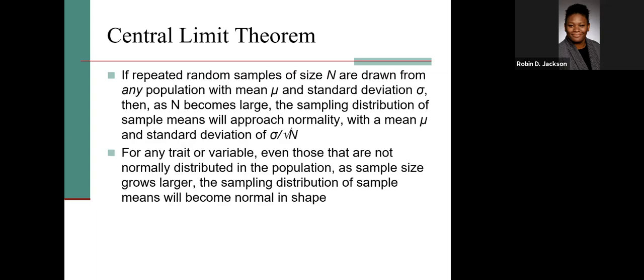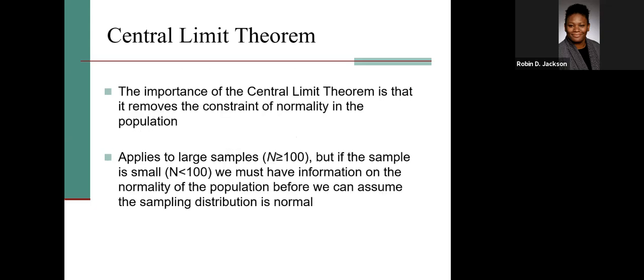Okay, so basically what's being said here is the sampling distribution of sample means will start to become normal in shape as sample size increases for any variable. So the bigger your sample, the more normal the shape will start to become, even when the variable itself is not normally distributed across the population. So as your sample size grows larger, the sampling distribution of sample means will become normal in shape.